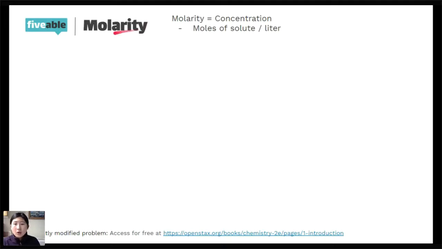But today we're going to go over molarity, and molarity is equivalent to concentration, right? The definition for molarity is the moles of solute over liters, so they're over the 1 liter. When we're talking about molarity, we're basically talking about concentration. It's the same thing, except we're using moles as the unit, right?